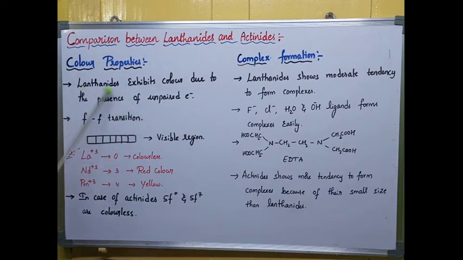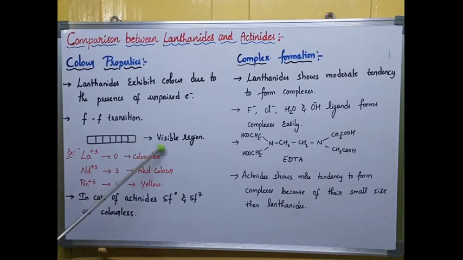So here the lanthanides also exhibit color due to the presence of unpaired electrons, and this is due to f-f transition. The transition between one f orbital and another f orbital gives color to the particular element or particular salts. This transition also depends on the visible region. Whenever the electron moves from one level to another level, it absorbs energy. It absorbs particular energy and transmits the energy which is opposite to the particular color. Due to that we get color in the particular substance.